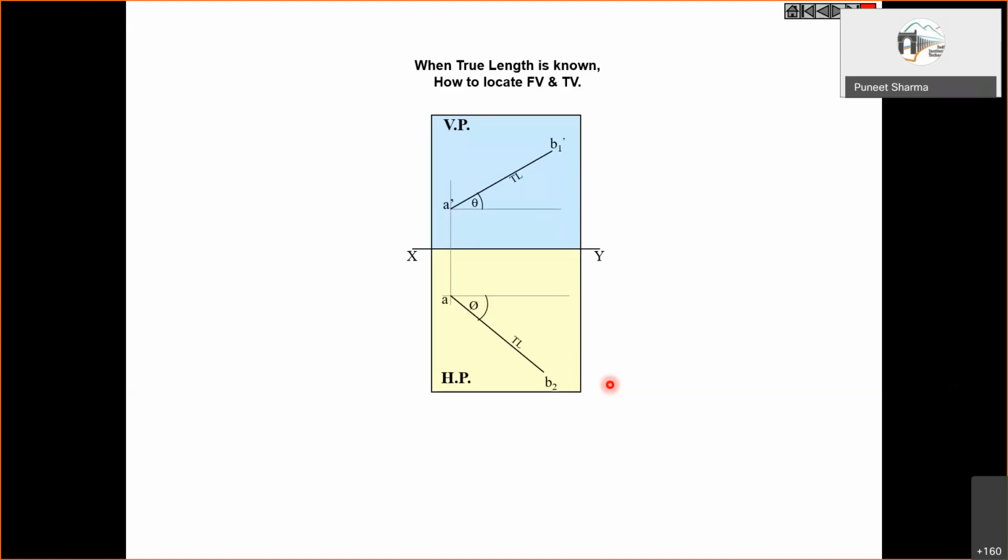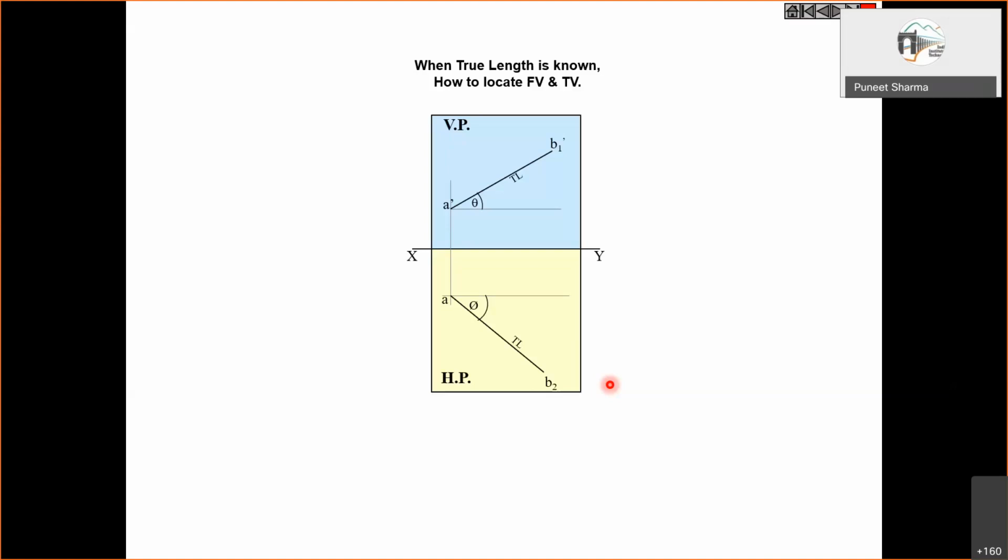See, I told you, if the line is parallel to the vertical plane, then the front view gives you the true inclination and the true length, right? True inclination with the horizontal plane is visible in the vertical plane, or in the front view. Likewise, when the line is parallel to the horizontal plane, its true length is visible in the top view, and also its true inclination with the vertical plane is visible in the top view.